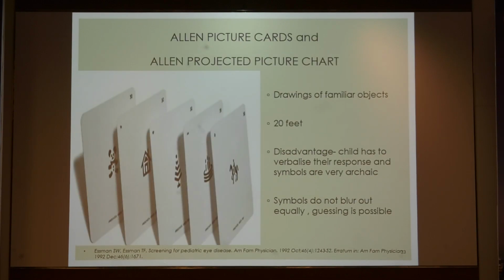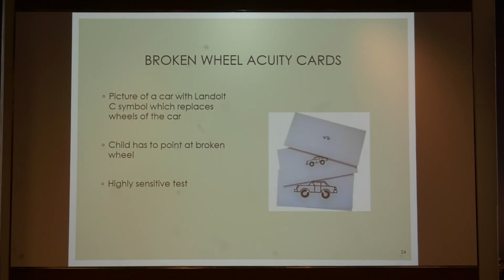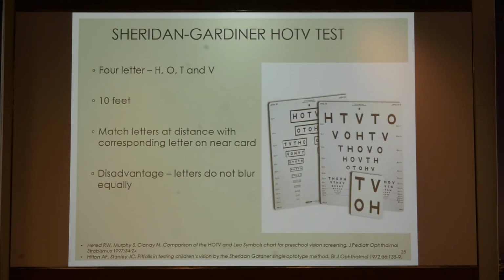Next is Allen picture charts or a projected picture chart which is available now. The disadvantage for this is there is no matching card available, so it is difficult to do in shy children, and symbols also do not blur out equally. Broken wheel acuity cards is a very sensitive test. Here the wheels of the car are replaced by a Landolt C symbol. Sheridan-Gardner HOTV test is similar to Lea symbols with 4 letters HOTV that are used. Testing distance is 10 feet and a matching card is available.